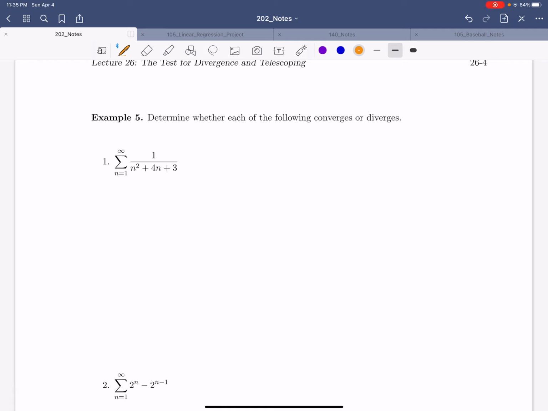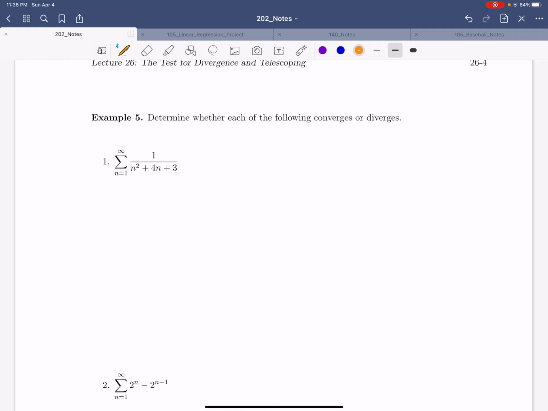Hey everyone, let's do a couple of telescoping examples. Remember that telescoping is a convergence or divergence test using partial fractions. But we haven't seen a diverging example yet. Maybe we'll see one right now, or maybe the next one, so to speak.